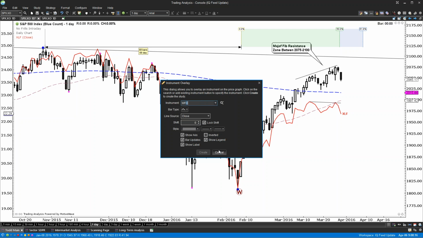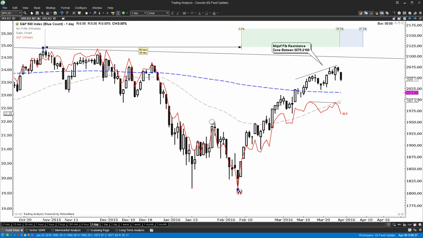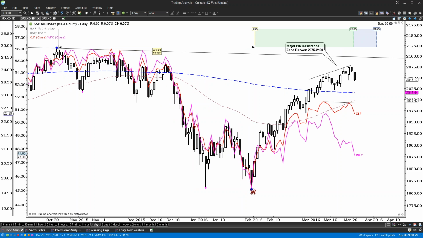Now let's keep going with this conversation. I guess I should have made Wells Fargo red, but that's okay. Let's do purple. Okay, now watch this when I overlay Wells Fargo. You see how simple that is? So Wells Fargo is, I believe, the biggest stock in the XLF. And look how much it's underperforming the XLF. And the XLF, in turn, is underperforming the S&P.